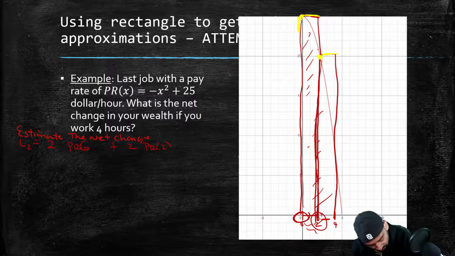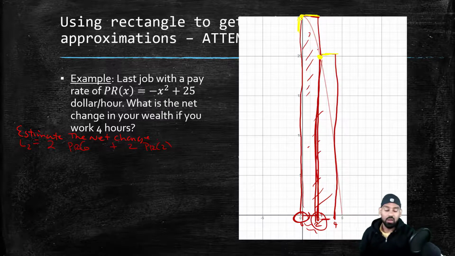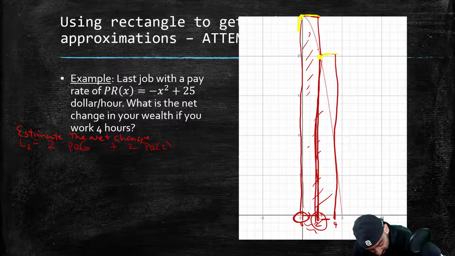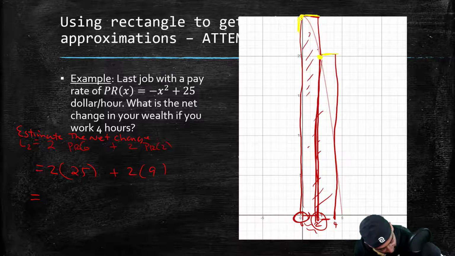We're going from P of 0 to P of 4. Yeah, 0 to 4. So here we go. This ends up being a good approximation to how much money I should be making. If I plug in 0, that's 25. Then if I plug in 2, it gives me 16, but it's negative. I get 9. So it ends up giving me a total of, what is this?